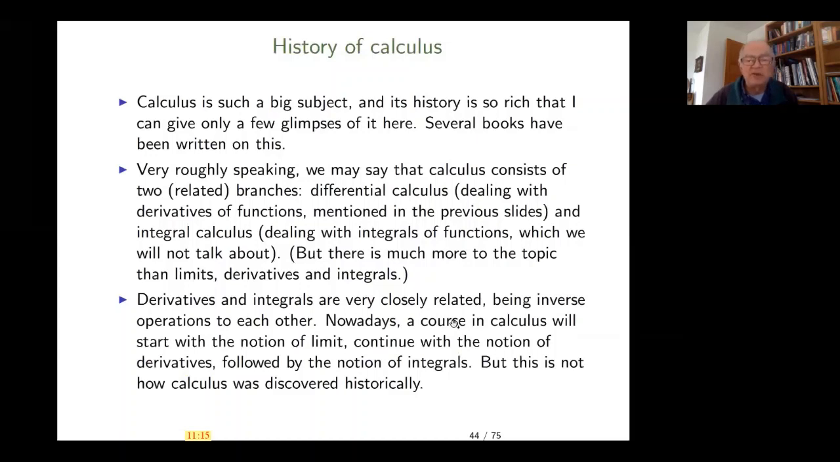So we finished the calculus, we finished the specific, serious, rigorous definition of speed. So I am ready to go back and talk about some history of calculus.